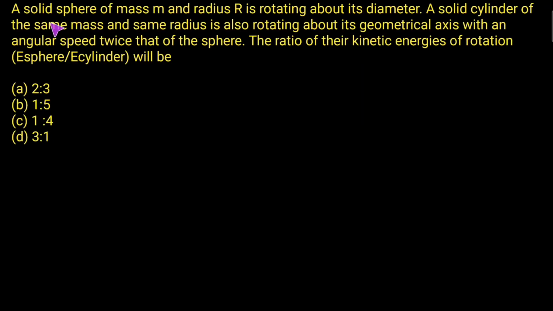This question is: a solid sphere of mass m and radius r is rotating about its diameter. A solid cylinder of the same mass and same radius is also rotating about its geometrical axis with an angular speed twice that of the sphere. The ratio of their kinetic energies of rotation will be, and these four ratios are given.